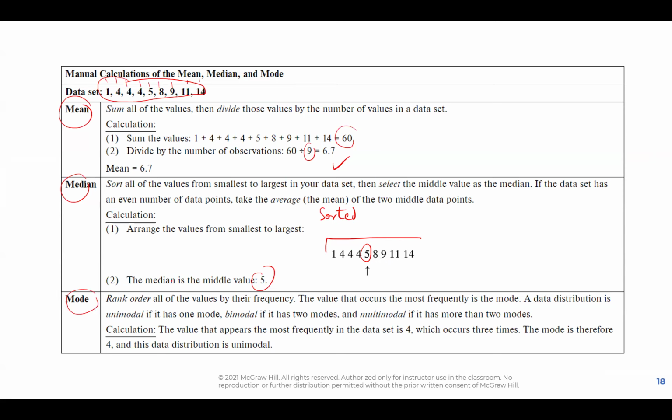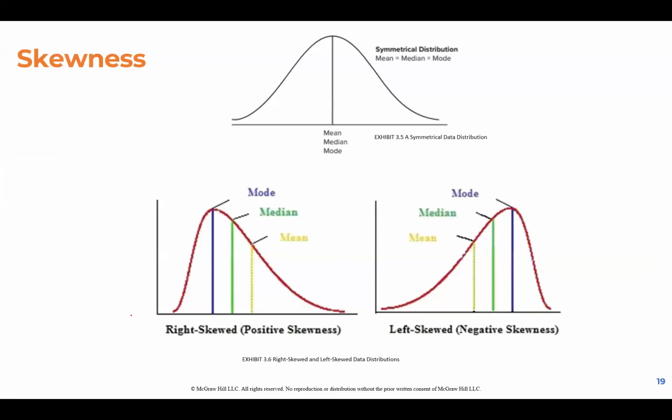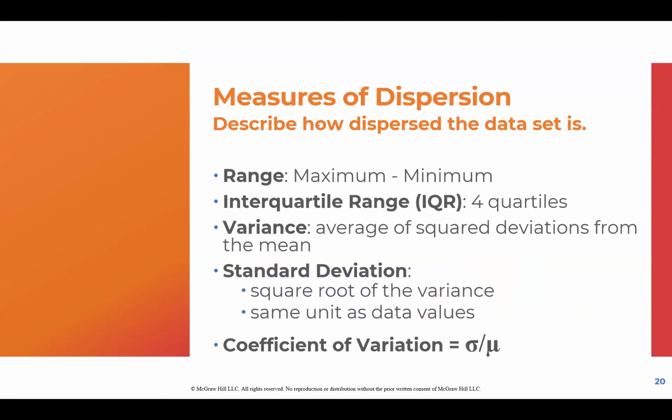Mode is the most frequently occurring. The 4 was most frequently occurring, so I would take 4 as the mode. If you have exactly the same count for two numbers, then whichever comes first in the sorted order will be taken as the mode. So mean, median, mode. In a perfectly symmetrical distribution, they're all supposed to be the same, not exactly the same but within an acceptable range.